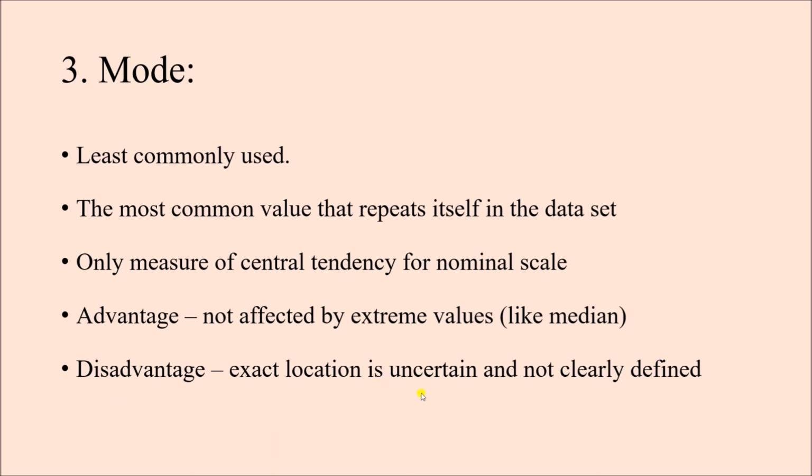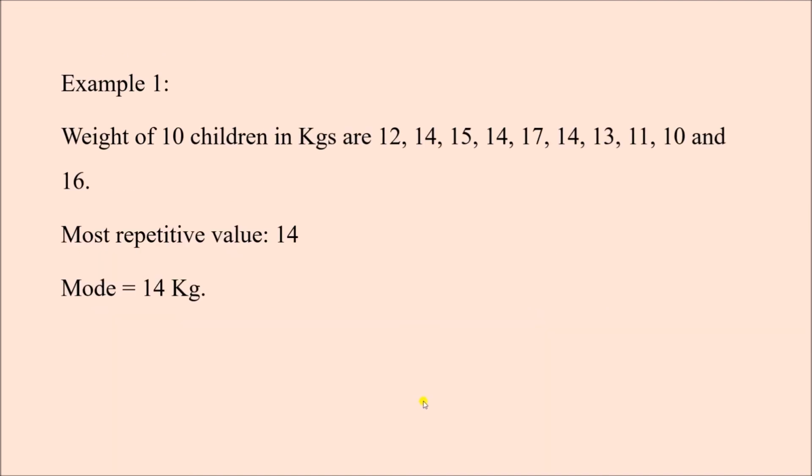Disadvantage is exact location is uncertain and not clearly defined. So whenever we measure the central tendency, it is expected that we shall get certain value somewhere at or around the center of the data set. But whenever we are measuring the mode, it may or may not be at the center of the data set. It can also be at the side or at one end or either end of the given data set. So it may not be at the central position. So that is a disadvantage of using a mode.